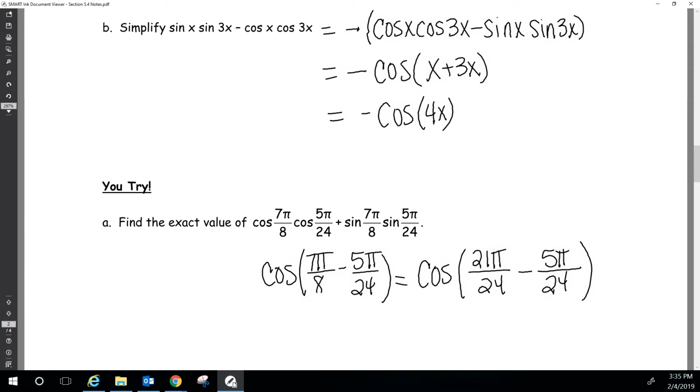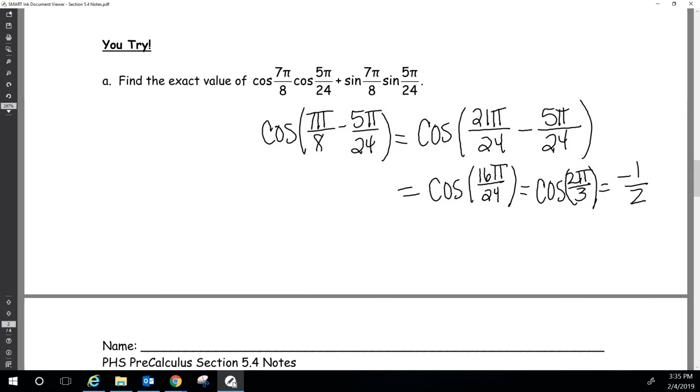21 pi minus 5 pi would be 16 pi over 24. What goes into both 16 and 24? That's 8. So this is the same thing as cosine 2 pi over 3. And the x value at 2 pi over 3 would be negative 1/2.